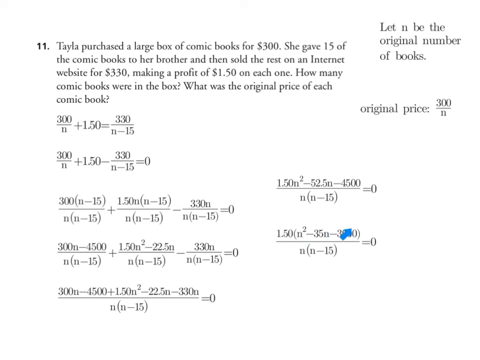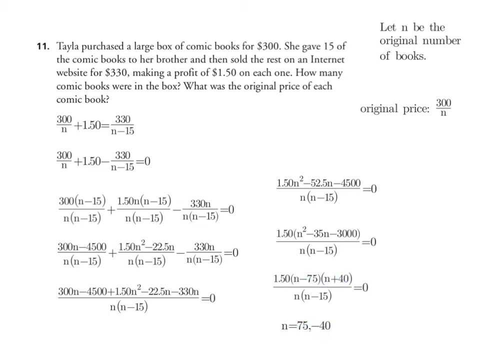Two numbers that multiply to give negative 3,000 and add to give negative 35 are negative 75 and positive 40. And so here we are. It's nice and neat. We have it factored on top, factored on the bottom. So when does this equal 0? Well, it's when the top equals 0, but the bottom doesn't. So N must be 75 or negative 40.